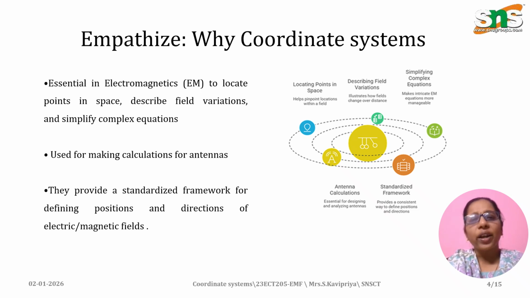First, why are coordinate systems used in electromagnetic fields? In electromagnetic fields, coordinate systems are used to locate a point in space, and also for describing the variations of electric and magnetic fields, and for simplifying complex equations. So it is used for making calculations in the case of antennas. It provides a standard framework for describing the electric and magnetic field.